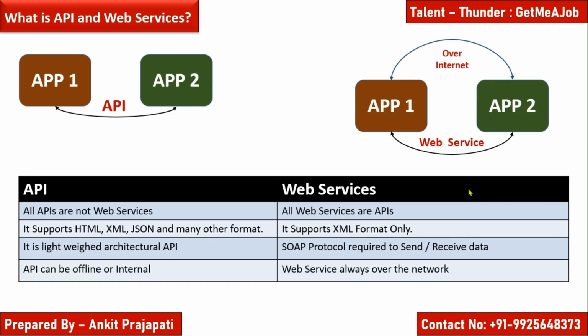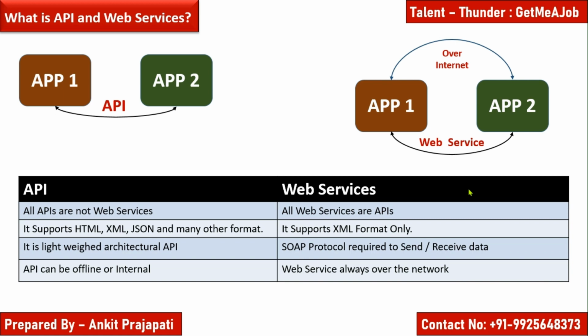Okay. Then the next question will become, what is the difference between API and web service? Now, when we say web service and API, they are almost similar, right? The only difference is that web services work over the internet, over the network, and an API can be within a network or over the internet. So all APIs are not web services, because a few of the APIs could be internal, whereas all web services are APIs. Okay, so understand this difference.